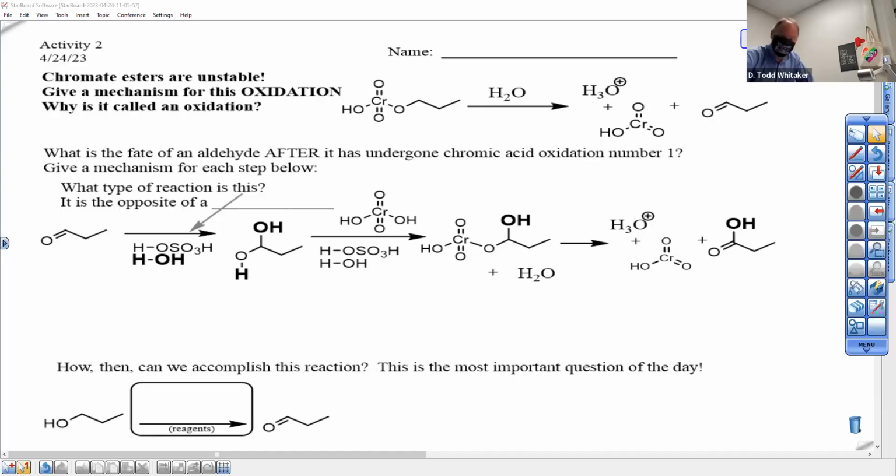We're actually continuing activity 1 with activity 2. Chromate esters are unstable, unlike carboxylic esters, which are very, very, very stable. And this is what happens to them. If there's water around after you've made them, water, and that gives these 3 things.